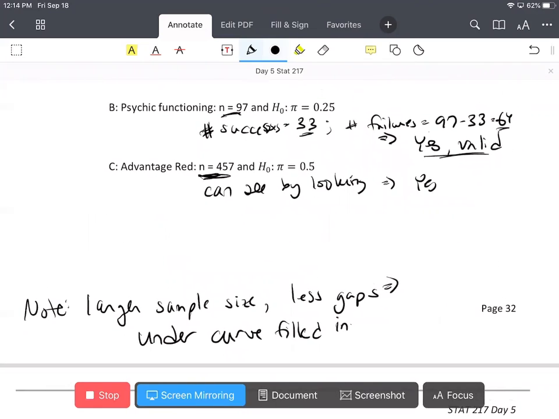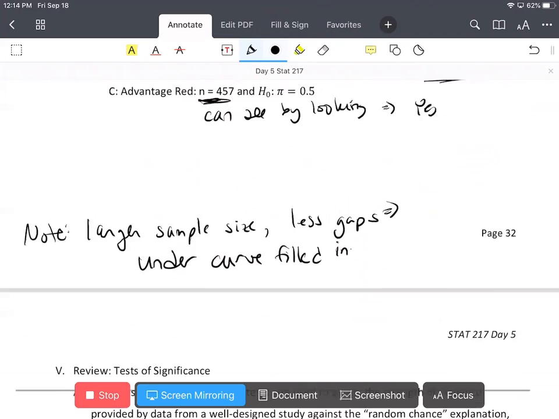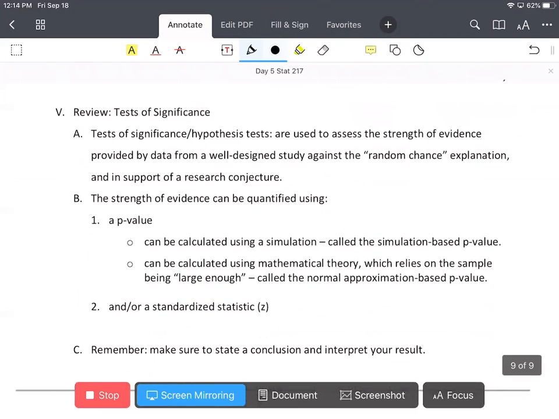So the larger the sample size, we notice the fewer gaps there are, and under the curve is more filled in. Remember, we're finding area under the curve, so the more filled in, the better, the more appropriate it is to use the normal approximation. But remember, in general, we need at least 10 successes and 10 failures. Now, you're like, oh my gosh, I'm starting to lose my mind.